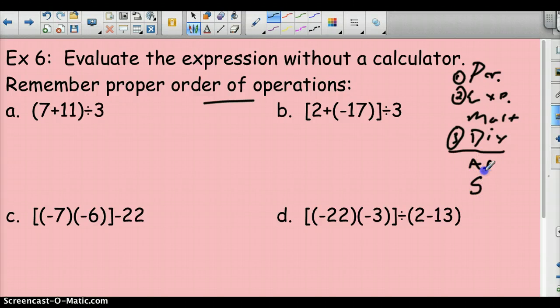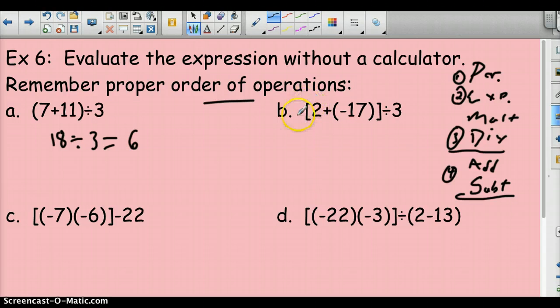And finally, you have add and subtract. Add and subtract are also interchangeable. With them, they're on the fourth level, and you will do whatever happens first, left to right. So order of operations applies. I'm going to start here with the parentheses. Within the parentheses is 7 plus 11. These are two positives added, which will make a bigger positive. 7 plus 11 is 18. And 18 divided by 3, this is a positive divided by a positive. The result will be positive, and in fact, we should get 6.